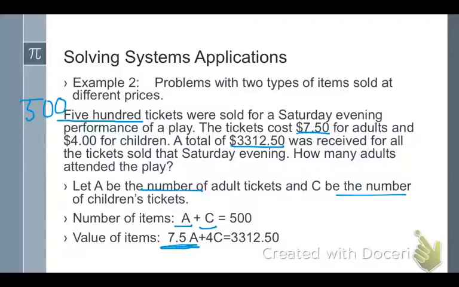This is the amount of money taken in for adult tickets. The price per ticket times the number of tickets. And next to it here, this is how you figure out the amount of money, how much per ticket times the number of tickets. So you're letting C be the number of tickets. That's what you don't know. You know how much money you took in, but you don't know the number of tickets, so you represent it with a C for the children's tickets.